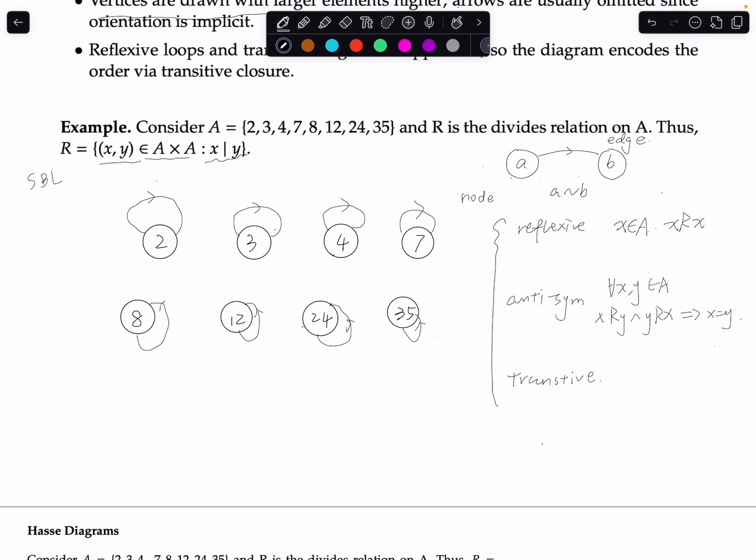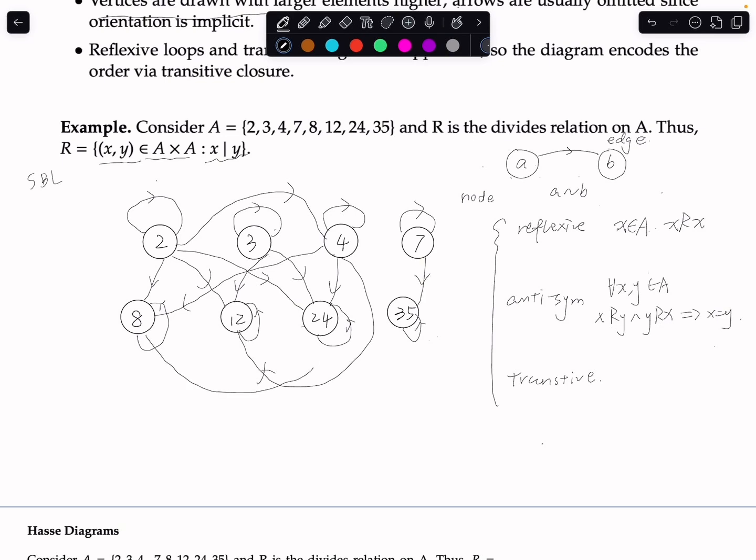That is, x divides y. So we start with 2. 2 divides 4, 2 divides 8, 2 divides 12, 2 divides 24. 3 divides 12, 3 divides 24. 4 divides 8, 4 divides 12, 4 divides 24. 7 only divides 35. 8 divides 24, and 12 divides 24. 24 and 35 divide nothing within the set.